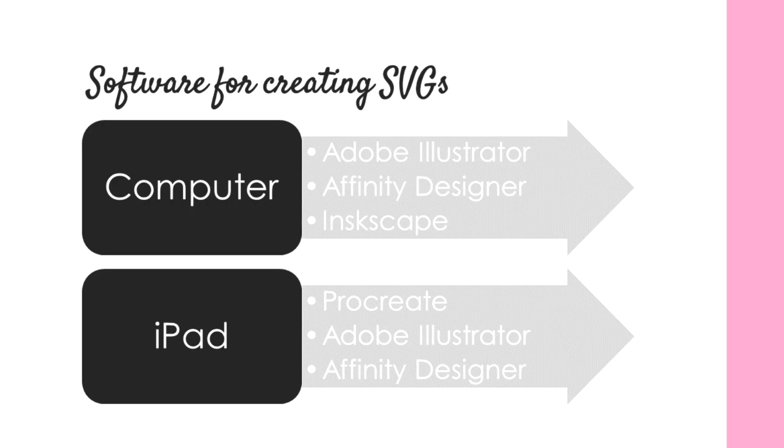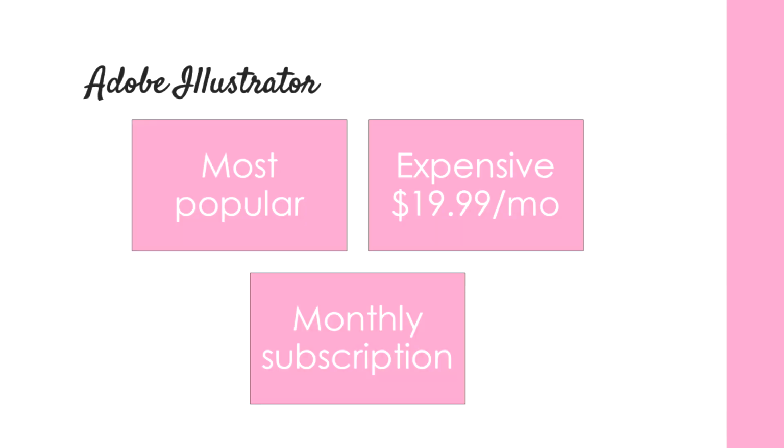Now let's have a look at all the different software you can use to create your own SVGs. For desktop, you have 3 popular choices of software, which are Adobe Illustrator, Affinity Designer, and Inkscape. For iPads, the most popular software is Procreate, but you can also use the iPad versions of Affinity and Adobe Illustrator. Adobe Illustrator is the most widely used software for creating SVGs and other design files. However, it's only available for a monthly subscription fee of $19.99, which can get quite pricey, especially when you're just starting out and have zero investment budget.